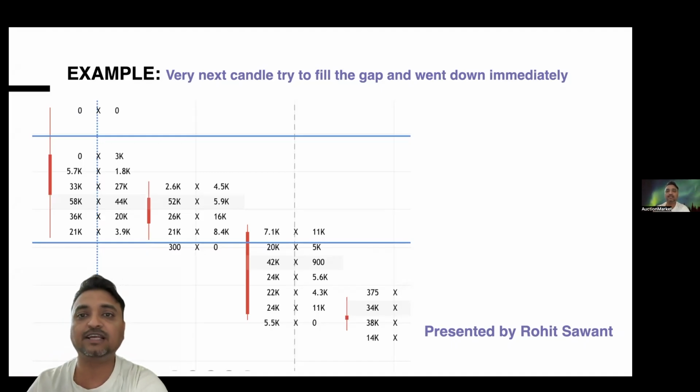Let me move to the next slide. Hope you guys are trying to understand this. I'm trying to explain in very layman language. There is nothing technical here. On the left-hand side you see the sellers, on the right-hand side you see the buyers. Let me move to the next slide.